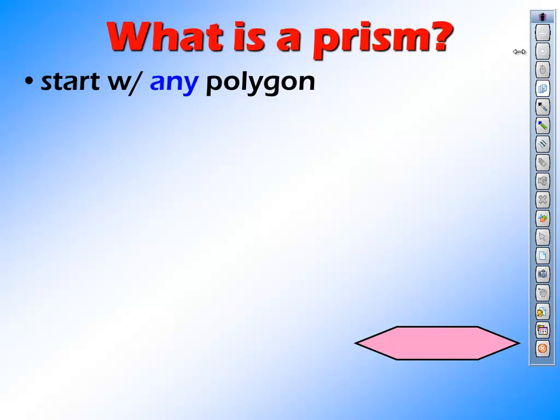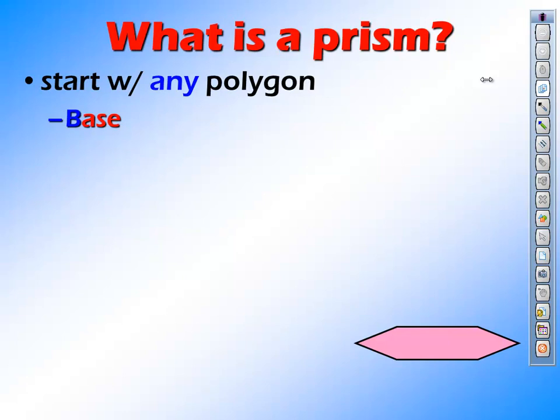Does anyone notice what kind of polygon that is? That is a hexagon. Okay, and that polygon that you start with to build your prism gets called the base. And we've used things called bases before, like triangles have bases. We use them to find area. Well, when we're talking about the base of a prism, you'll notice that they capitalize the letter B.